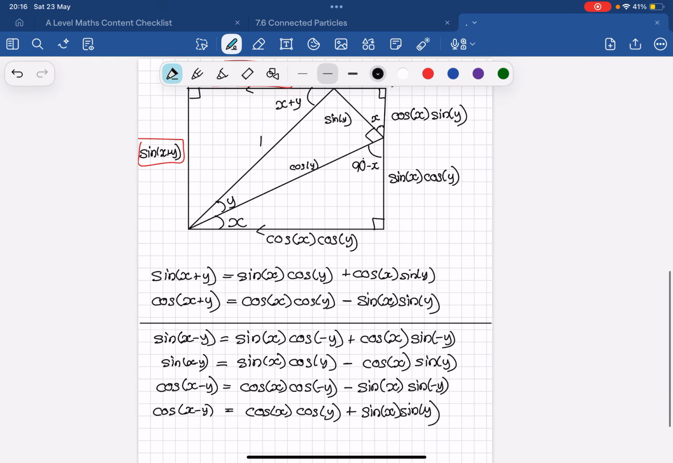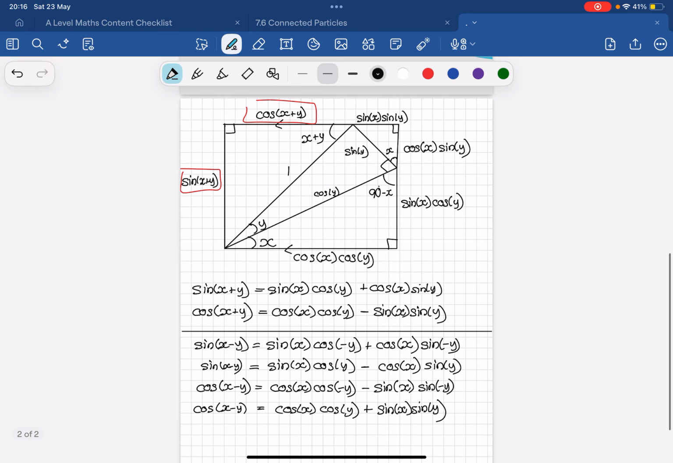Nice proof, wasn't too complicated. And yeah, now you know how to derive the addition and subtraction formulae.